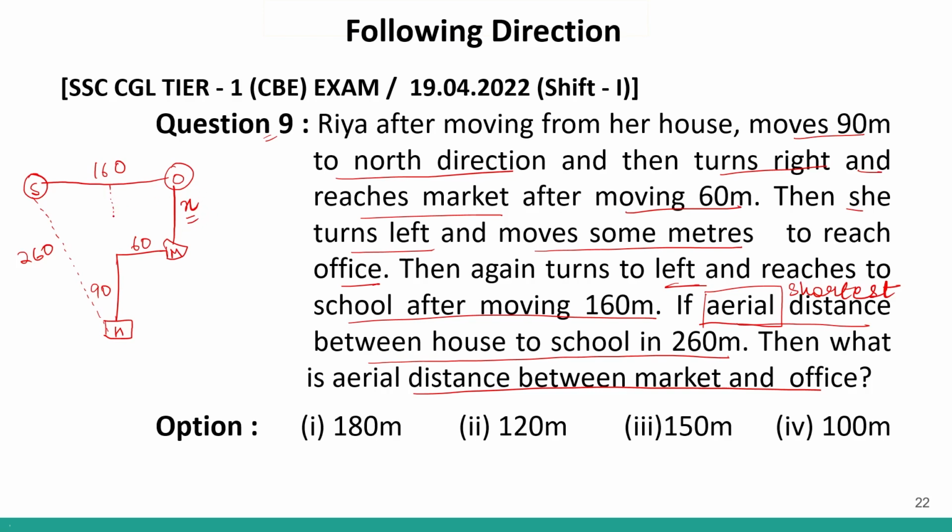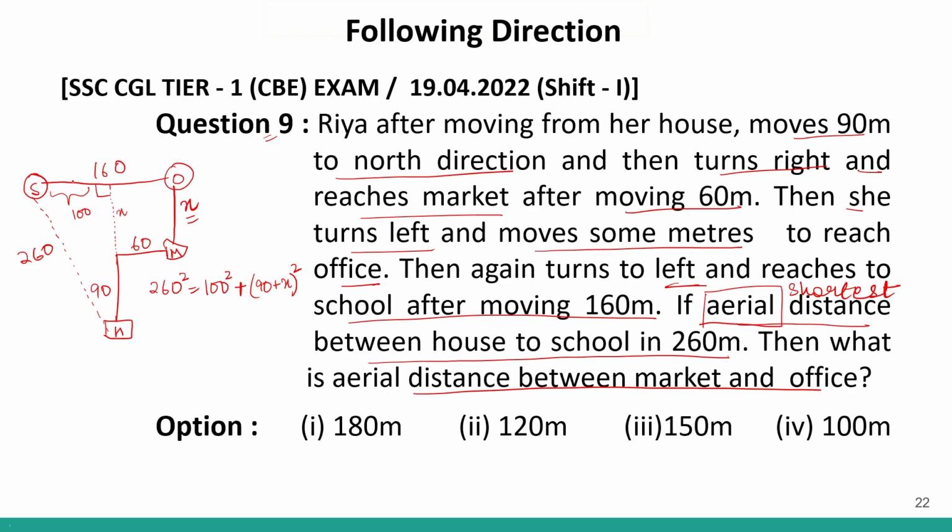Here, if I draw a line like this, it will be a right angle triangle, correct? According to this, the square of 260 will be equal to how much? This is 60, this is 160, so this difference will be 100, correct? 160 minus 60. So it will be 100 square plus, this is 90 and this will be equal to x, so it will be 90 plus x square. This much information you understand?